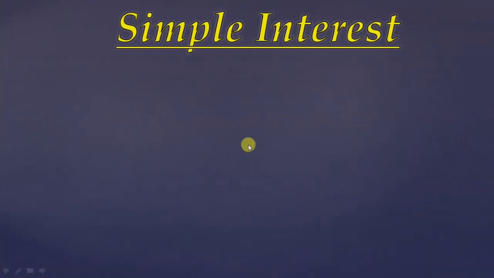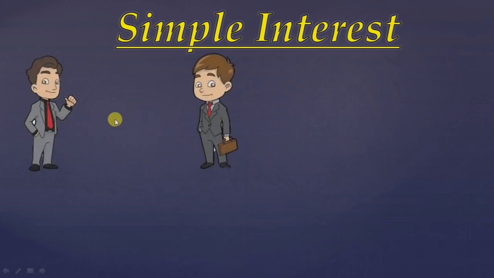Hello everyone. Today my topic is simple interest. Let me explain simple interest with the help of an example. There are two friends, A and B. Friend A borrowed some amount of money from B. This amount of money which A borrowed from B is known as the principal.